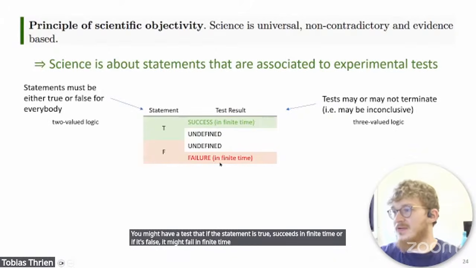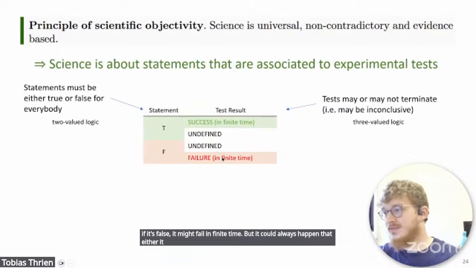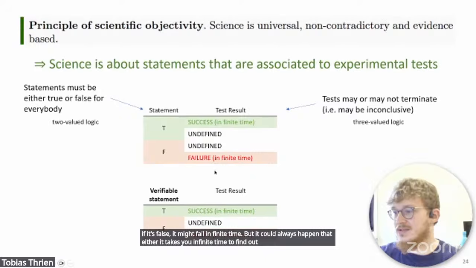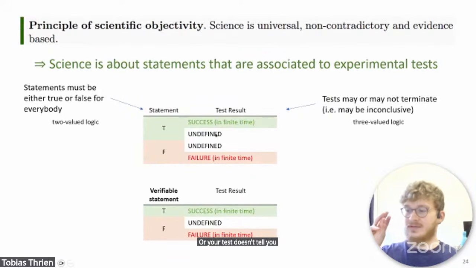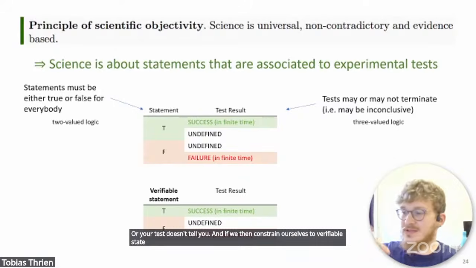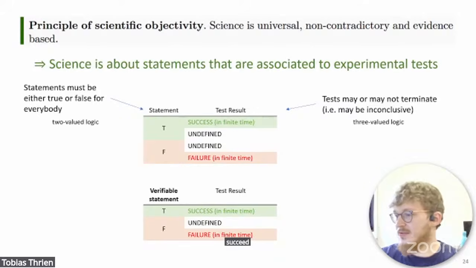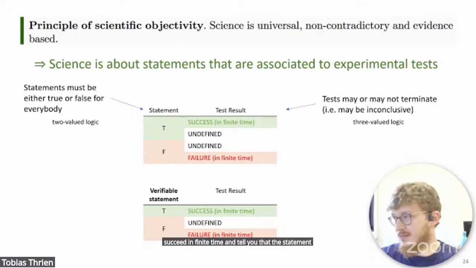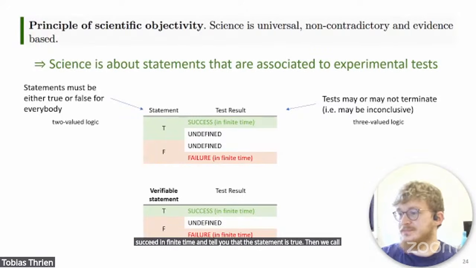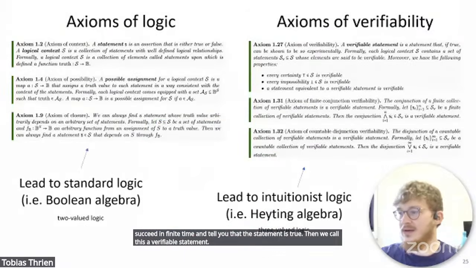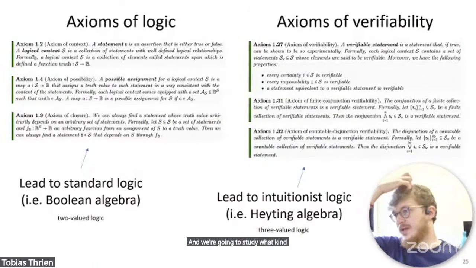But it could always happen that either it takes you infinite time to find out, or your test doesn't tell you. And if we then constrain ourselves to verifiable statements, so that if the statement is true, you know for sure your test will succeed in finite time and tell you that the statement is true, then we call this a verifiable statement. And we're going to study what kind of structure we get from there.